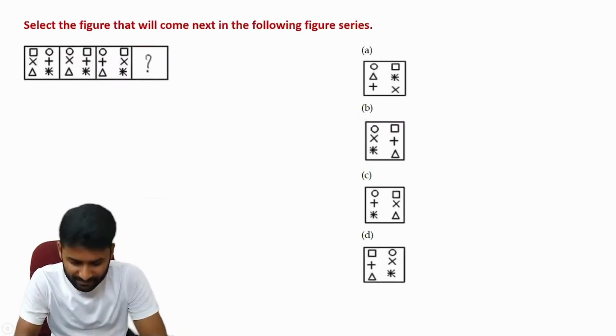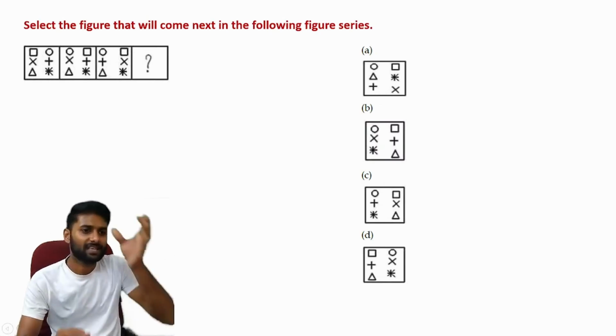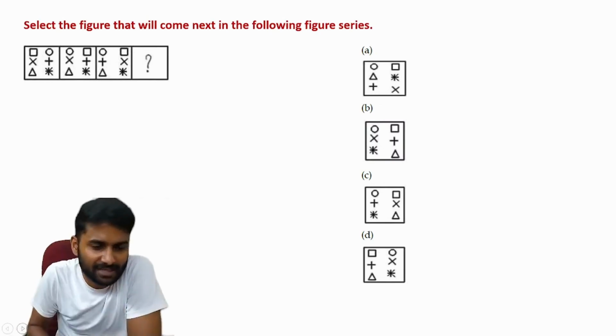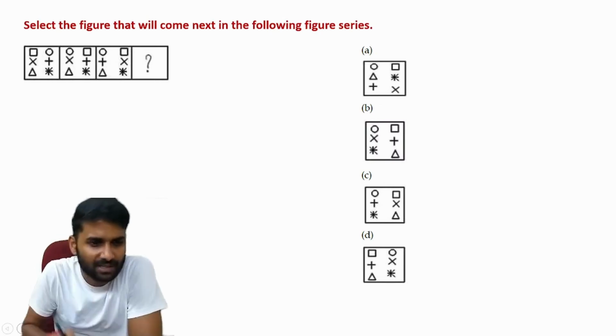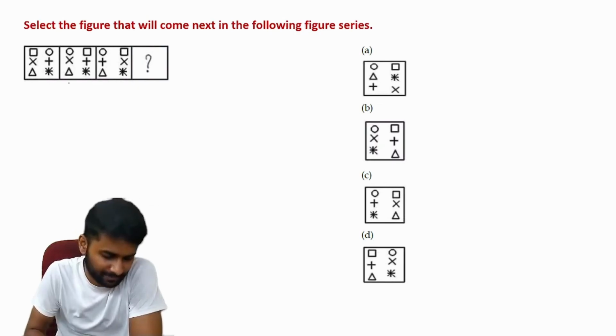Try to solve this question. Guys, select the figure that will come next in the following series. Guys, if you observe these three boxes, you can see the repetition. The same objects are repeated in the other one. So if you observe the sequence, which one should replace the question mark out of these four options?